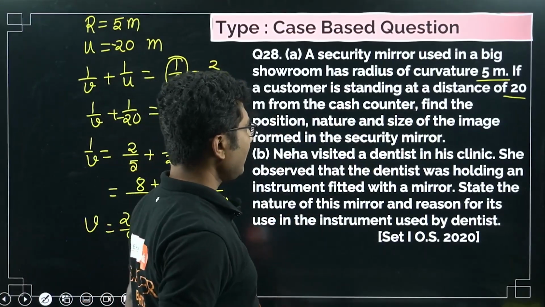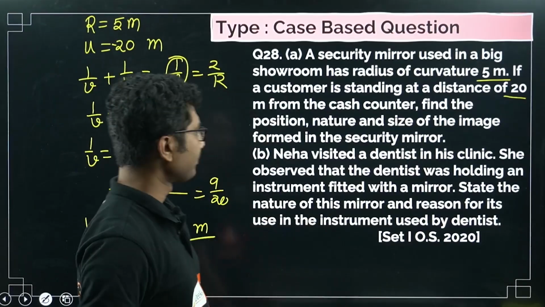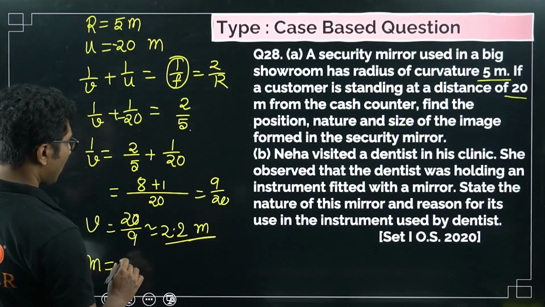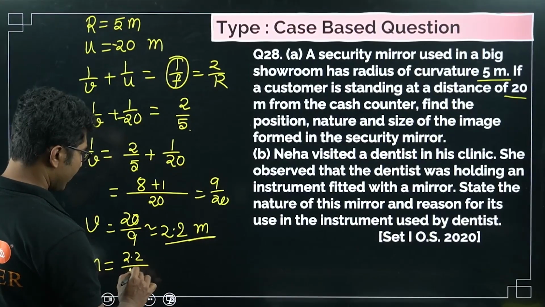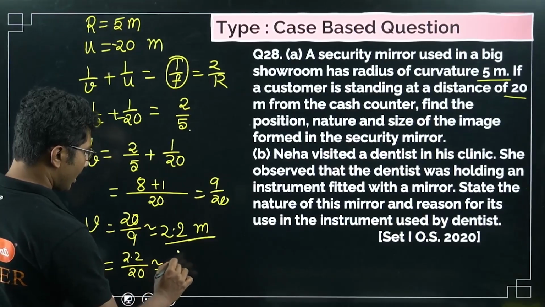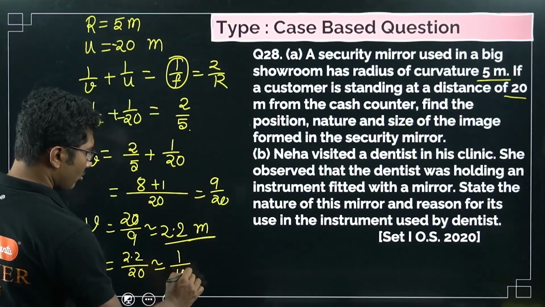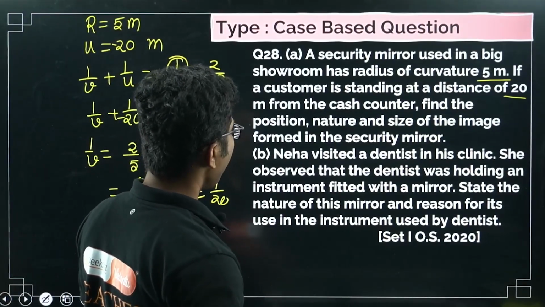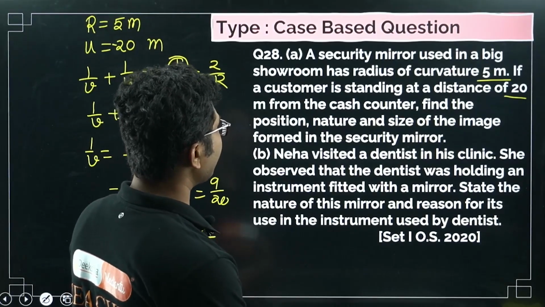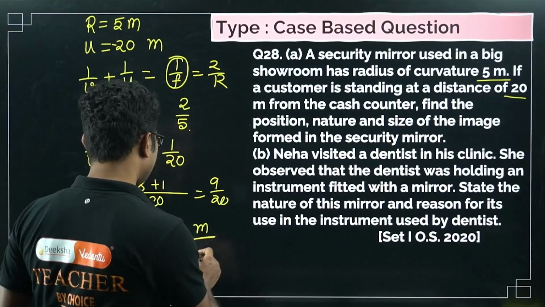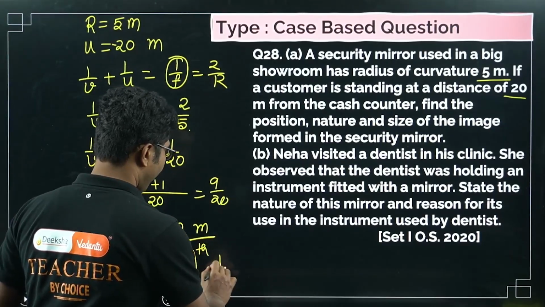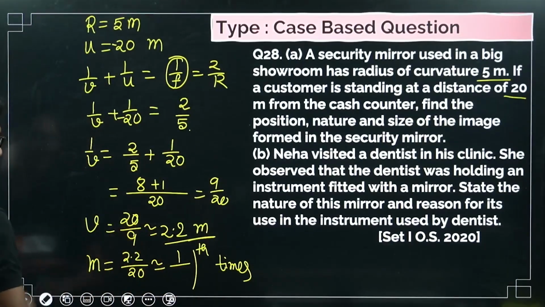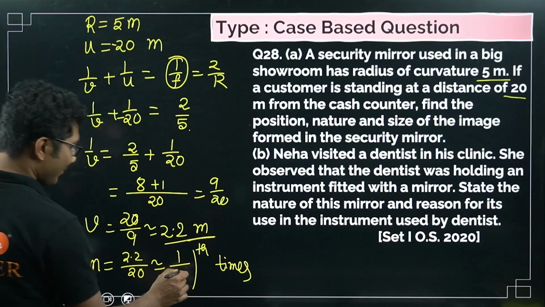Okay, image formed in the security mirror. Size is, so magnification is 2.2 divided by 20, almost equal to 1 by 10. So they have not given you the size of the object, so size will be 1 by 10th times. Actually it will be 1 by 9th times. Okay, because 20 by 9 is there, so if you take it, it will be 1 by 9th times.